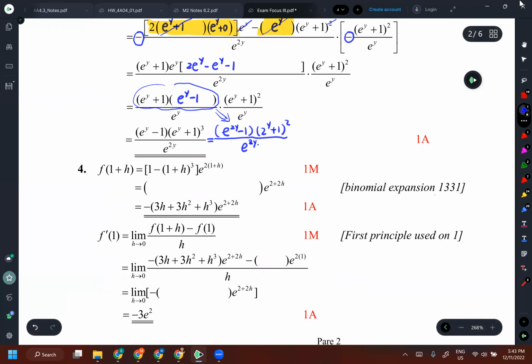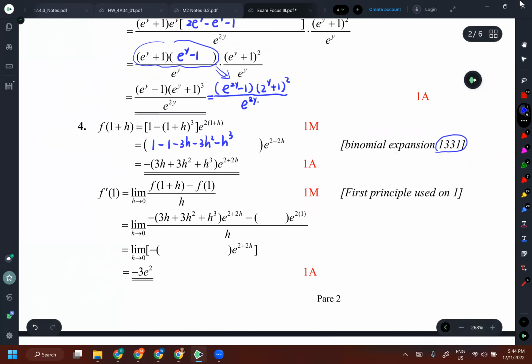Binomial expansion 1331. It's not a code, I'm just giving you the binomial coefficients. So this is 1 minus 1 minus 3h minus 3h squared minus h cubed, and then you put in. This is first principle used on 1. So 1 plus h, f of 1, and this one is 1 minus 1 cubed.